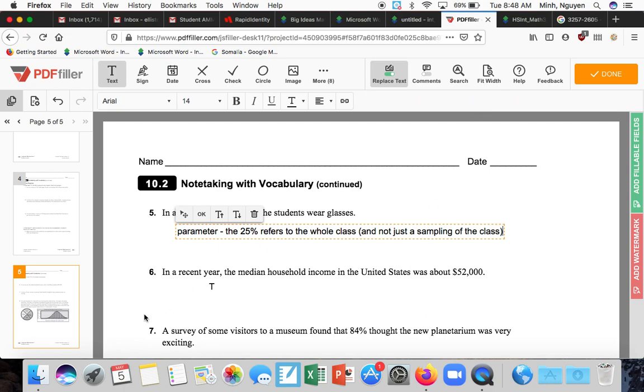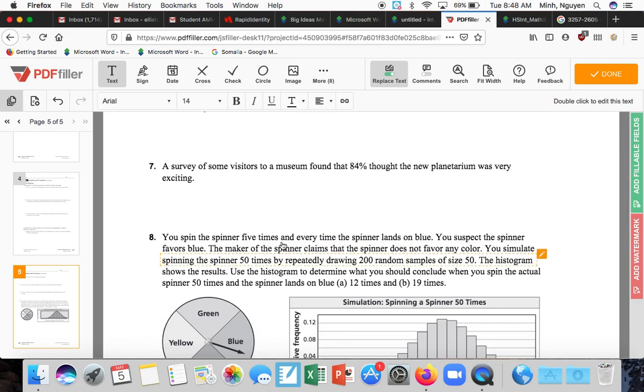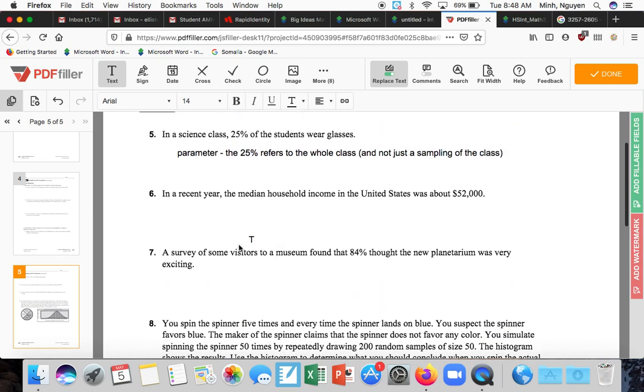In a recent year, the median household income in the United States. So median is when you line up all the numbers from least to greatest and you find what's in the middle. If you line up all the numbers, then median is a parameter. It's talking about everyone.